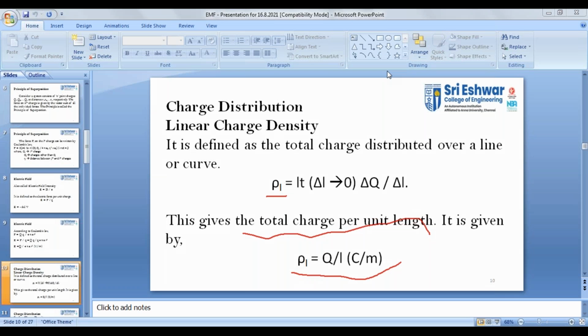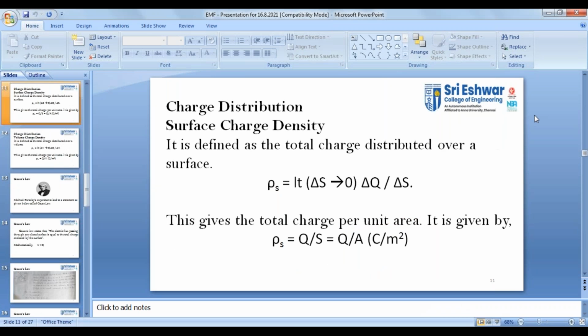Next I will go for surface charge density. There you can see, surface charge density is defined as the total charge distributed over a surface. There we took distributed over a line or curve, and here it becomes surface. There we wrote the notation as rho L. Here it will become rho S. You got it? This becomes rho S.